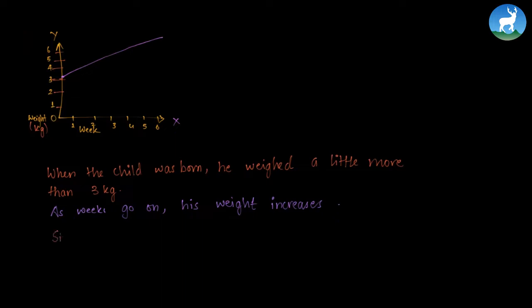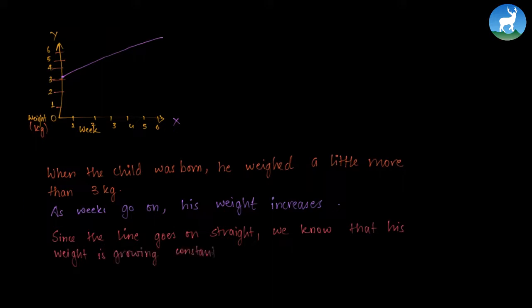So write it down. Since the line goes on straight, we know that his weight is growing constantly. So now we'll have a small question and answer that you need to answer by looking at the graph. So the first question is, what is the weight of the child, of course, at week 3 or the 3rd week?